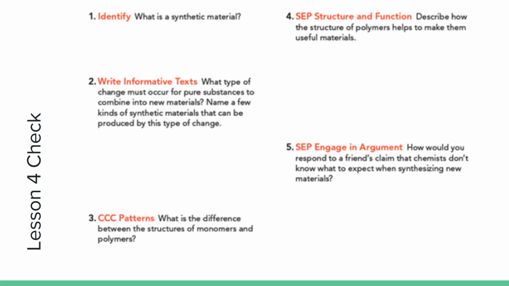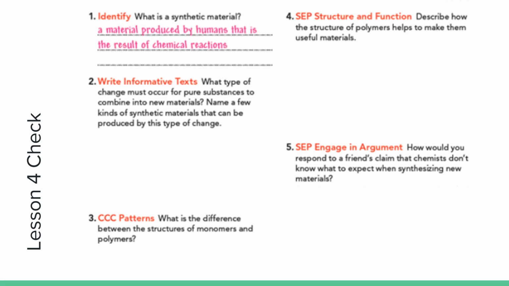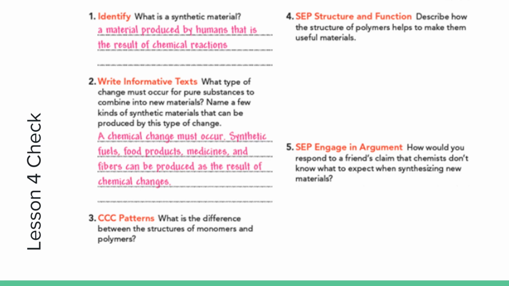All right, so we're going to go ahead and do our lesson 4 check. 1, what is a synthetic material? And that is a material produced by humans that is the result of chemical reactions. 2, what type of changes must occur for pure substances to combine into new materials? Name a few kinds of synthetic materials that can be produced by this type of change. A chemical change must occur. Synthetic fuels, food products, medicines, and fibers can be produced as a result of chemical changes.